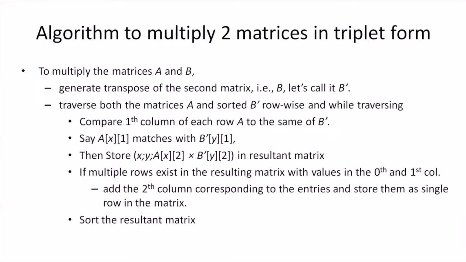After the traversal has completed, we will check the resulting matrix. In the resulting matrix, if we find that multiple rows exist with the same values in the 0th and the first column, we will add the elements in the second column of these corresponding rows to store them as a single entry in the resulting matrix. Finally, we shall sort the resulting matrix.